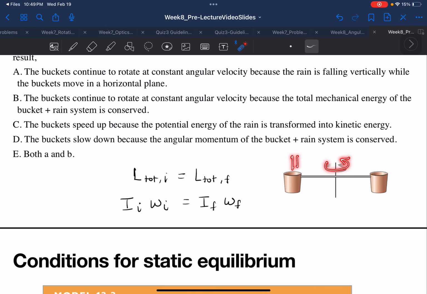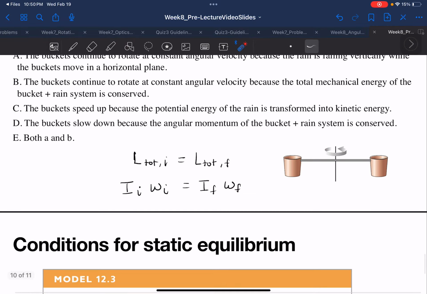Well, after the rain falls in, the only thing that changes is the mass of this bucket and the mass of this bucket goes up. Well, if the mass goes up, the final moment of inertia is also going to go up. If this goes up, what needs to happen to how fast it's spinning for the two sides to stay the same? Think about that when you're answering this question.